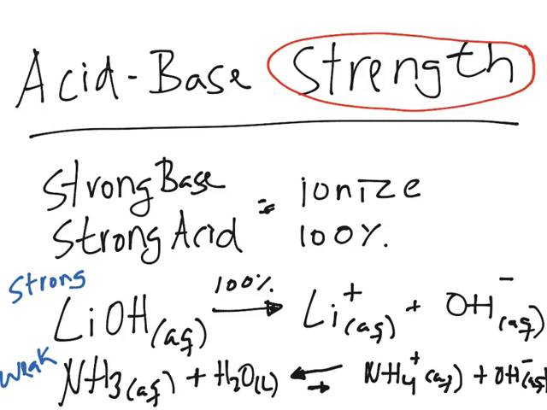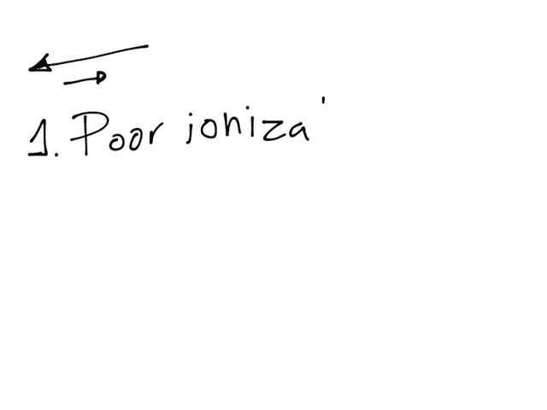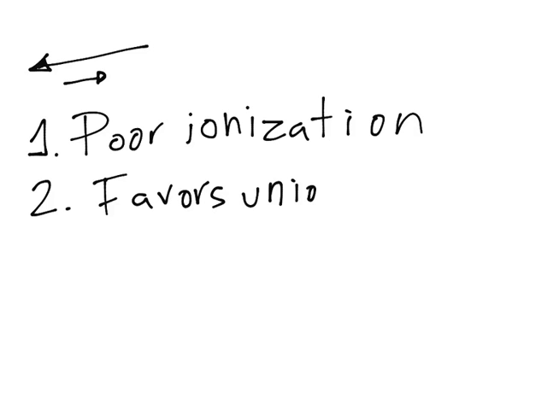So when you write double arrows, one being smaller than the other, it shows, first, poor ionization, so that would represent a weak electrolyte or a weak acid or base. And second, that it favors the side that has the biggest arrow, so it usually favors the unionized side, so the reactants in this case.